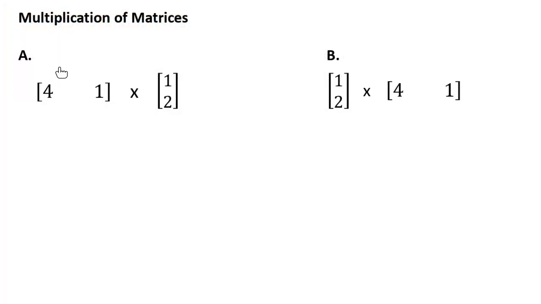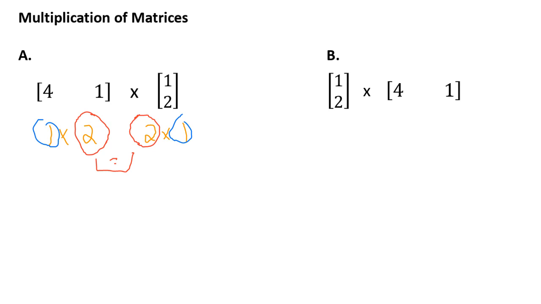So on this particular problem, I have this row matrix, which is a 1 by 2 matrix. This is a column matrix, a 2 by 1 matrix. In order for us to multiply these two matrices together, the columns of the first have to equal the rows of the second. These two have to be equal, and they are: 2 and 2. When I multiply these two matrices together, my resulting matrix is going to be a 1 by 1 matrix. This is going to give me the size.